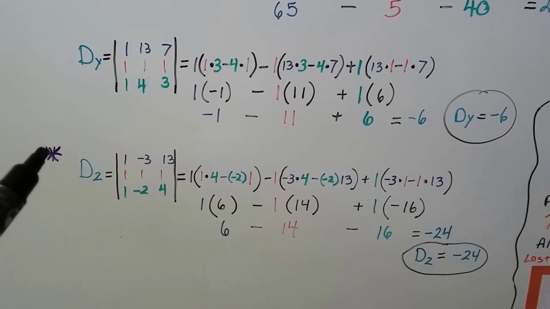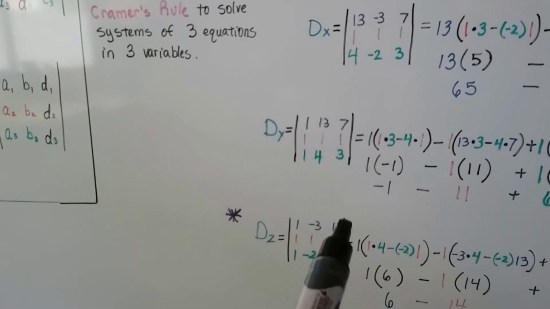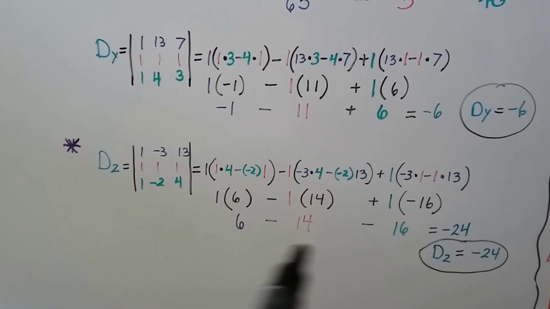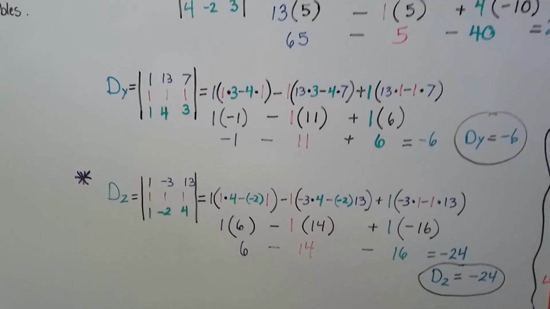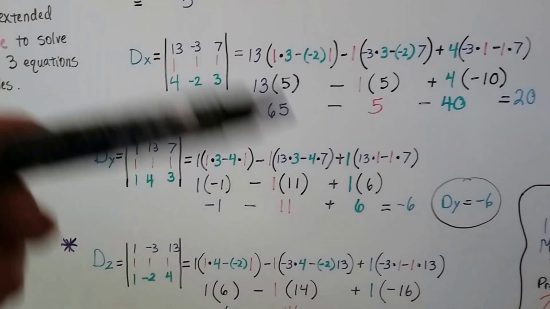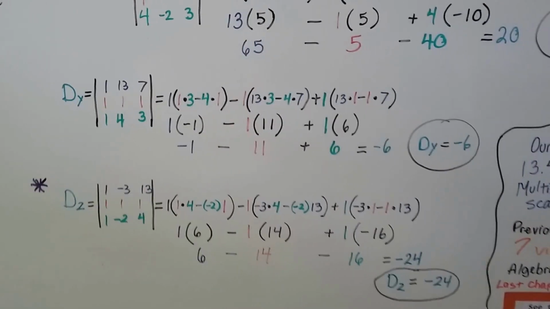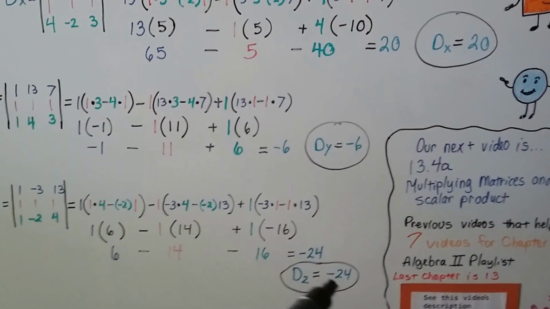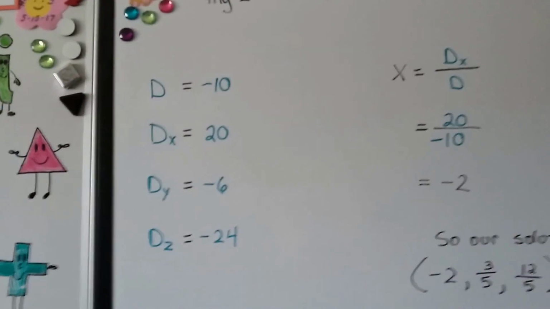Now notice there's a little asterisk here. For this one, we use this as the template. Notice the lowercase d values are at the back now, the 13, the 1, and the 4. We do our cross multiplication and our subtraction, and we get a -24. Now, the reason there's an asterisk here is if we know what these are, we can use them to find this instead of doing all of this, right? So now we know all our values, okay? We've got a -10, a 20, a -6, and a -24.